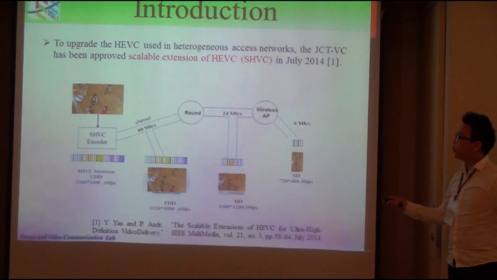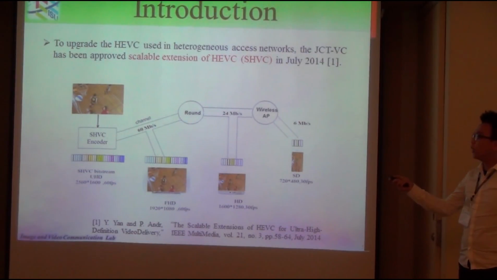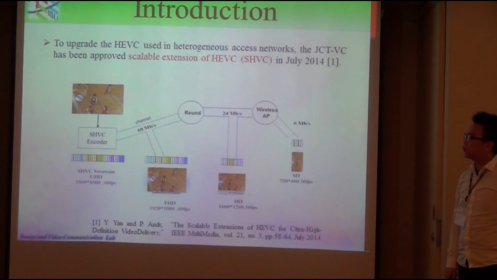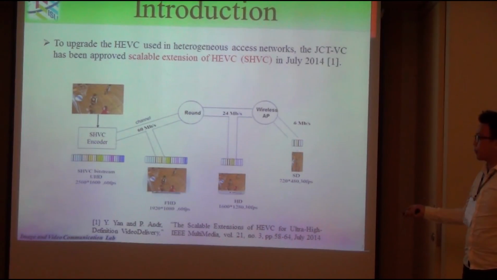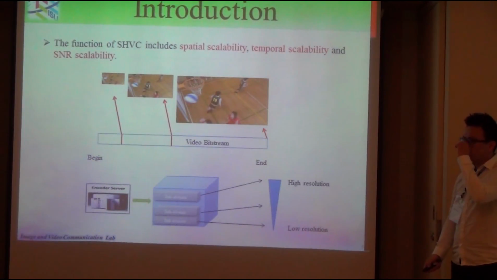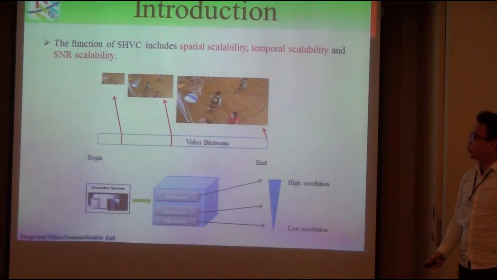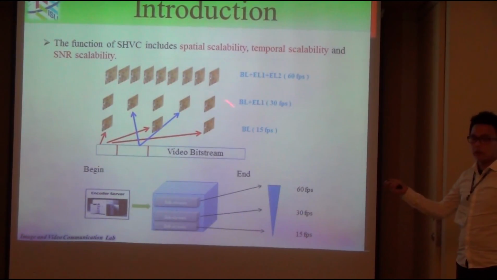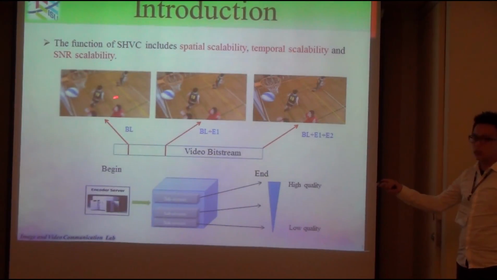To upgrade the HEVC used in heterogeneous access networks, the JCTVC approved the scalable extension of HEVC, called SHVC, in July 2014. The function of SHVC includes spatial scalability, temporal scalability, and quality scalability.